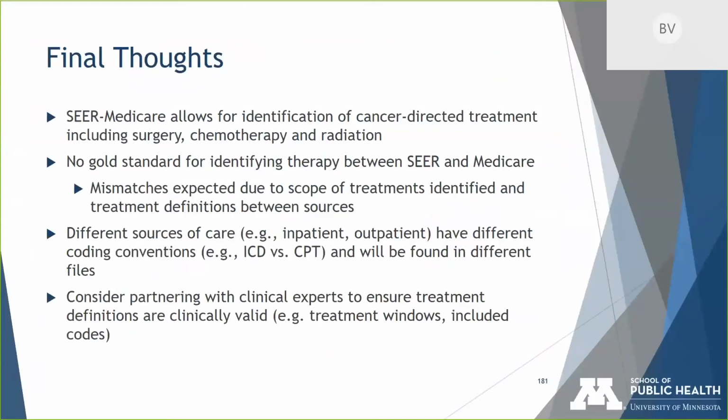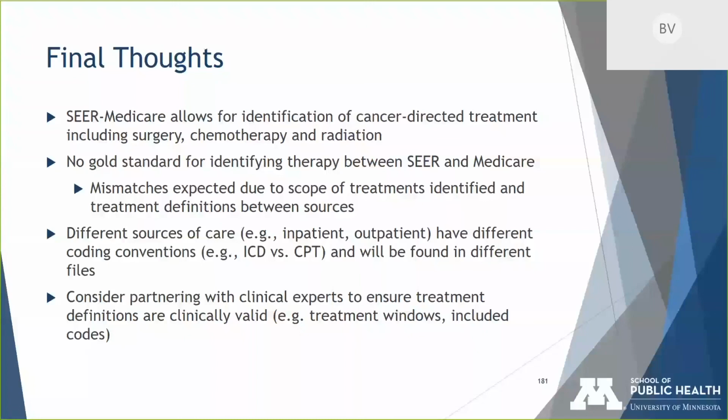So some final thoughts. Overall, SEER-Medicare does allow for high-level identification of cancer-directed treatment. You're able to identify surgery, chemotherapy, and radiation. But there is no gold standard for identifying therapy in either choosing SEER or Medicare, and your selection of a source may be different depending on your study. We do expect mismatches, and we do see them because of the scope of the treatments that are identified and their definitions between the two sources.